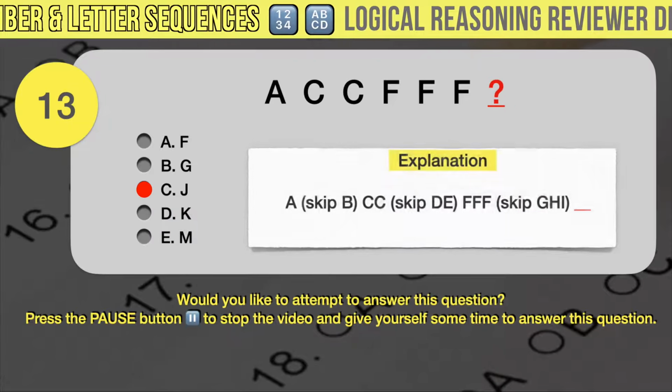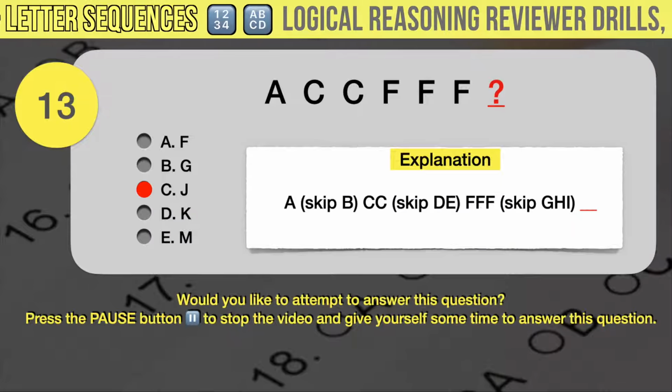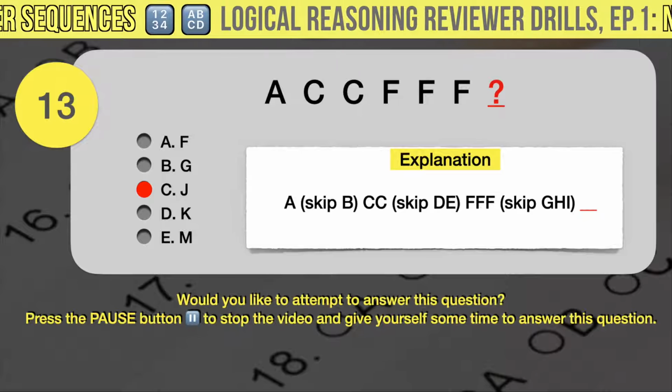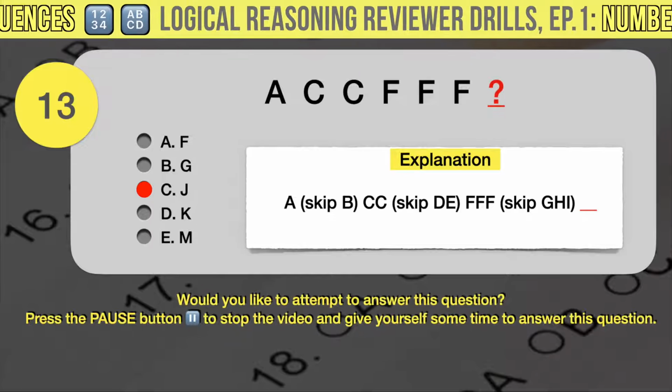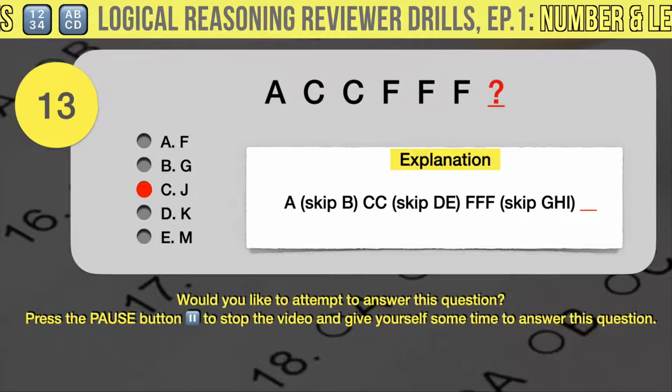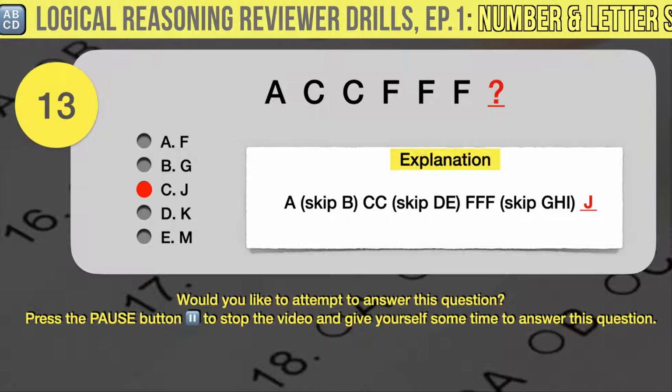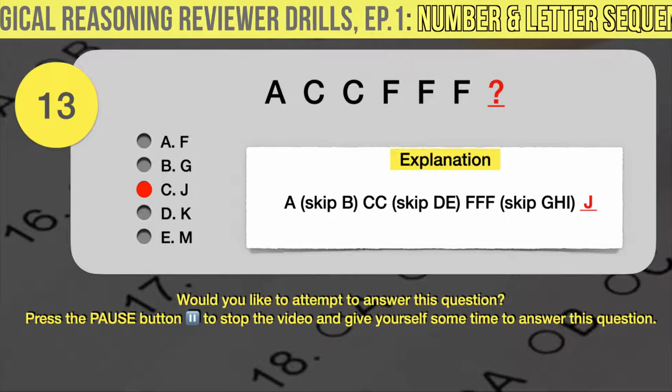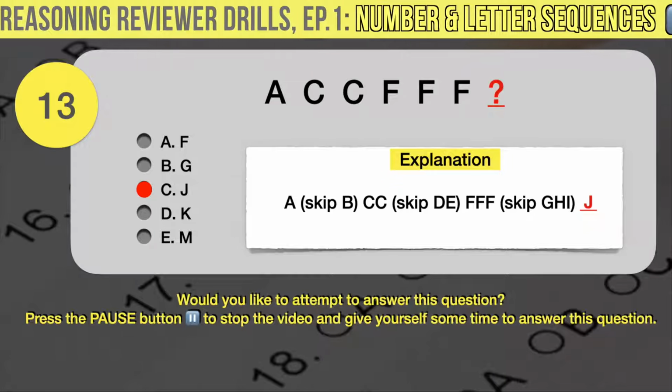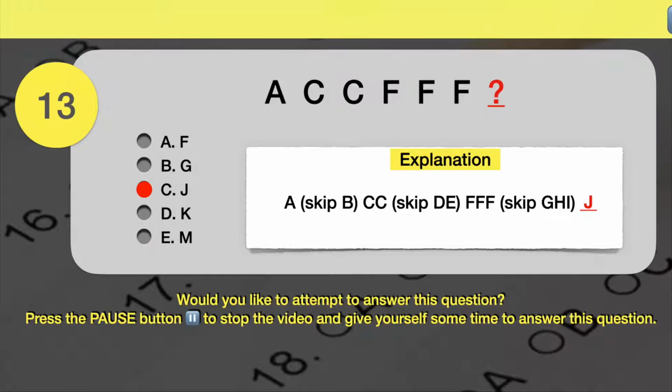Here is how the sequence goes. A, skip B, C, C, skip D, E, F, F, F, skip G, H, I. The next letter is obviously J. It might have been possibly J, J, J, J, but since the given choices are all single letters, then we have to choose J and assume that the sequence restarts with a single letter after it reaches 3 letters.